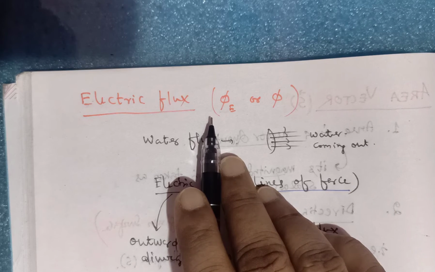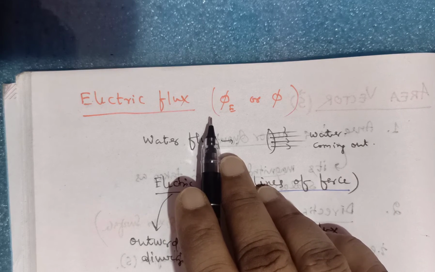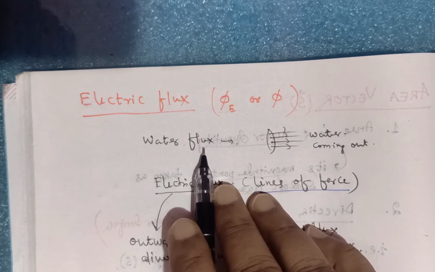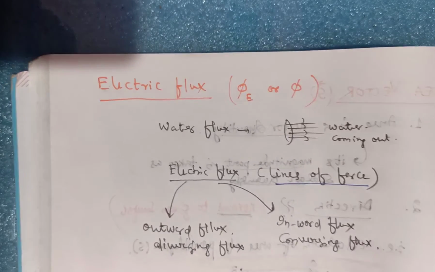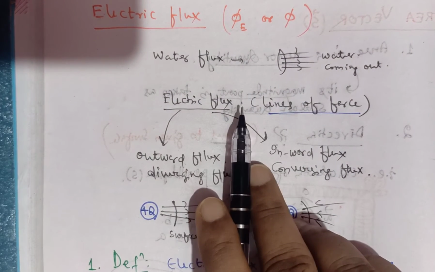Sometimes you read about water flux, where water is coming through a pipe. If you keep your palm on the surface of the water pipe, then you feel the flux. Flux means something is coming out: air flux, water flux. Similarly, here we have electric flux.